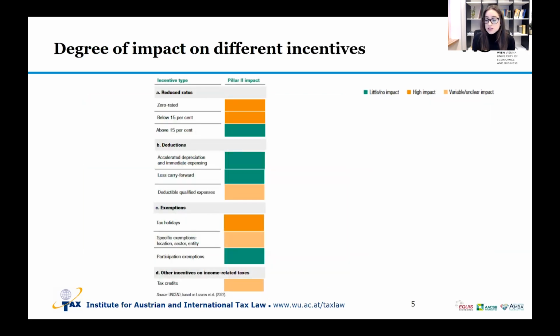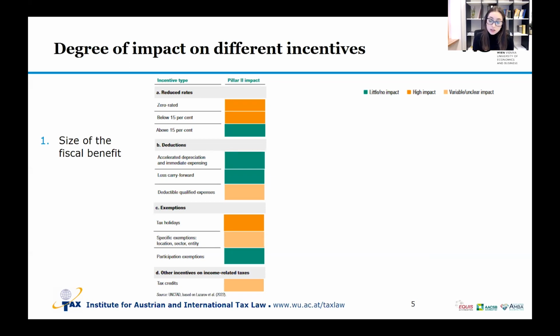Then countries, after analyzing whether the sector or activity benefits from the carve-out, will have to assess the degree of the impact on the specific type of tax incentive granted. As I mentioned earlier, some incentives are explicitly regulated under the GloBE rules and will not be affected, such as the ones painted in green here: loss carry forward, participation exemptions, accelerated depreciation. Other types of incentives that have not been expressly mentioned in the rules, however, will probably be affected. Two factors determine the impact of these unregulated incentives. The first one is the size, the magnitude of the tax benefit. For example, it will be different if the incentive reduces the tax rate to 0% or if it only slightly reduces the rate below 15%. So the impact will be different.